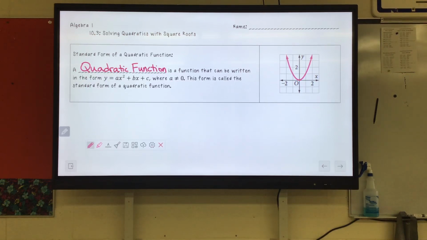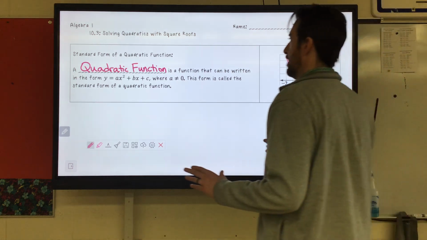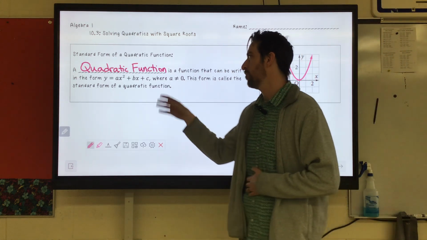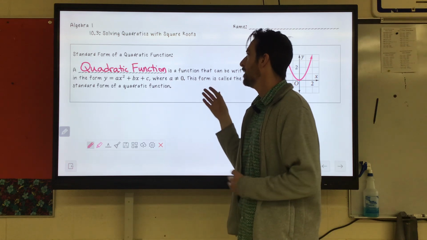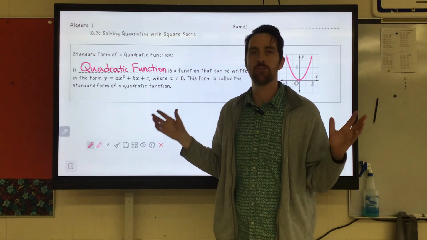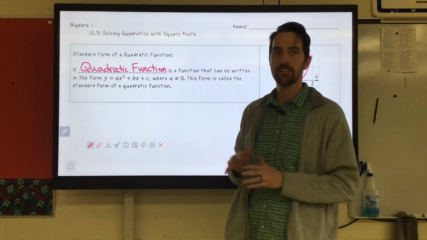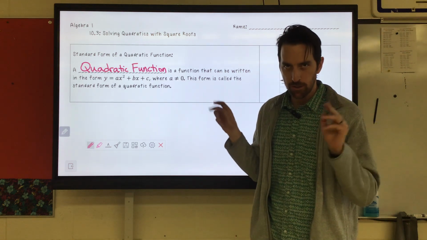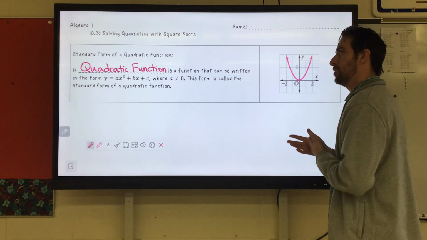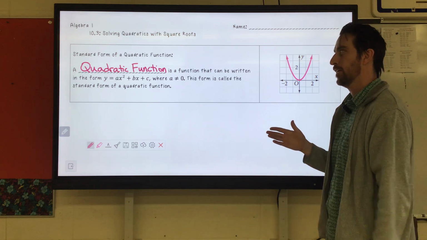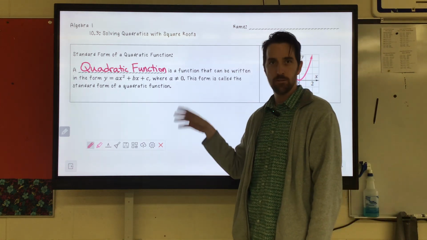Today we're going to get into quadratic functions. A quadratic function is a function that can be written in the form y equals ax squared plus bx plus c, where a does not equal 0. So there's going to be some x squared. Anything to the second power becomes a quadratic equation like that. And this is the standard form of a quadratic equation: ax squared plus bx plus c.